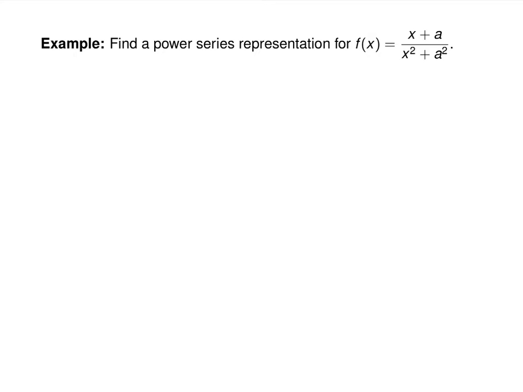All right, next let's find a power series representation for this function, x plus a over x squared plus a squared. Well, the first thing that you have to do is you're going to have to break f of x up into two pieces. Let's write it as x over x squared plus a squared plus a over x squared plus a squared. So we're going to find power series for both of those. Let's call them number 1 and number 2, and then add the results together.